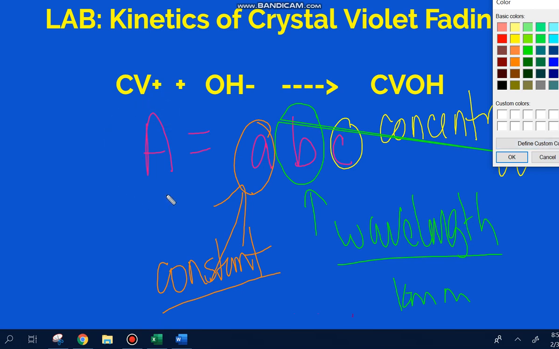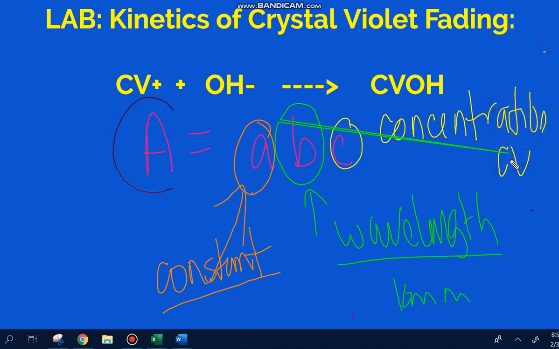And then, of course, we have the big A at the front here. This big A right here is our absorbance, and this is actually what we're going to measure in the lab. So we'll measure this, we'll know this, and this here is what we are going to solve for. So we will be able to solve for what our concentration is over time.